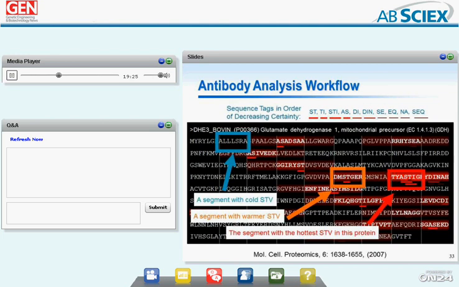When we look at how the antibody analysis workflow works with these taglets, it ranks them all based on the degree of certainty, and then maps them to a specific protein, and this is referenced in the Small Cell Proteomics paper in 2007. Then each segment is given a sequence temperature value, shown in this picture as the STV, where the more taglets you obtain, the higher the sequence temperature value.